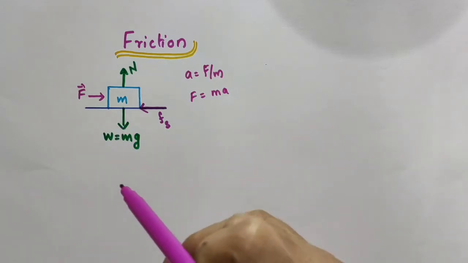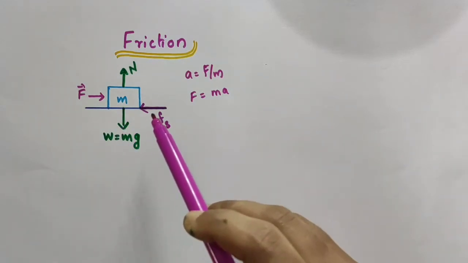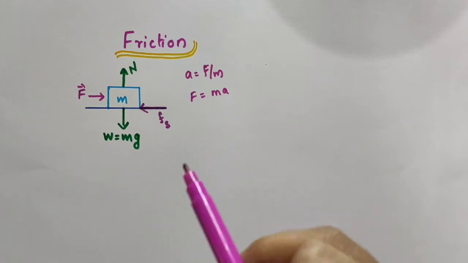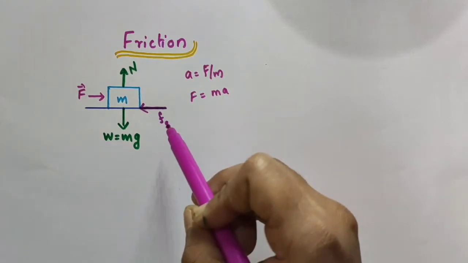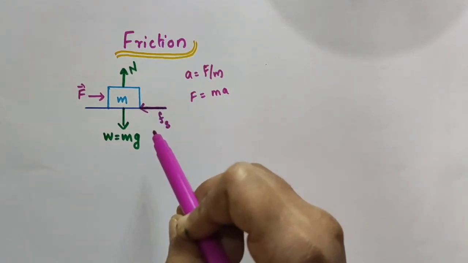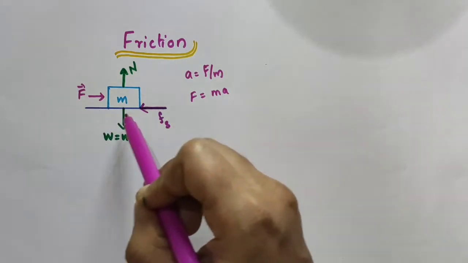It is found experimentally that the limiting value of static friction, or the maximum value of static friction, that is f s, is independent of the area of contact of the body.